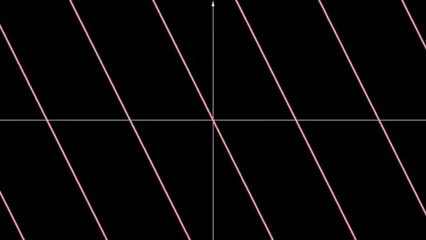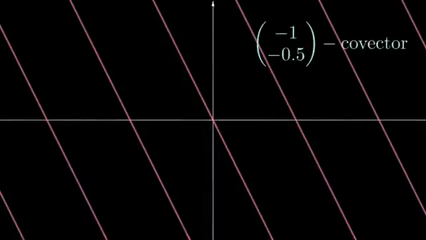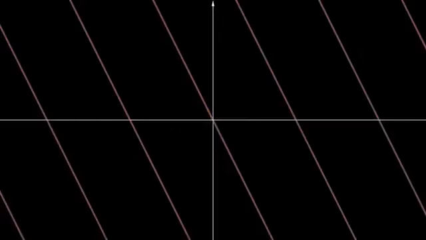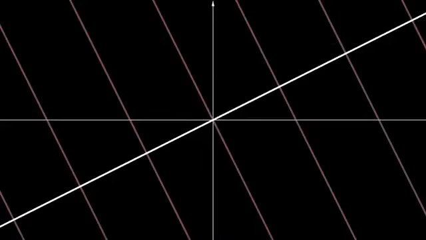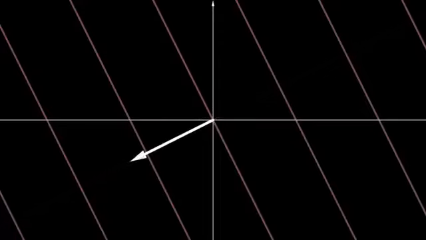But now the question is, given a particular set of parallel lines, can we quickly spot which covector this is? In this case, it is the -1, -0.5 covector. So let's compare with the -1, -0.5 vector and see what happens. The corresponding vector is perpendicular to all the lines. So okay, given these parallel lines, all we know is that the corresponding vector lies on this perpendicular line. But why is this exact vector then?